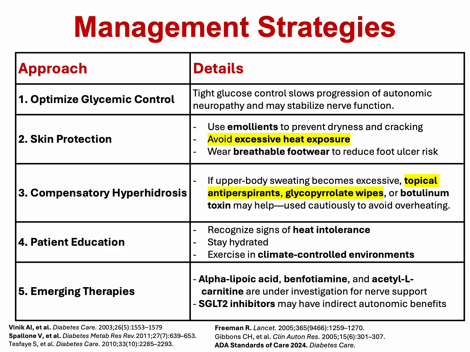Now, the management of pseudomotor dysfunction focuses on symptom relief and skin protection. Avoid systemic anticholinergics, for they can worsen anhidrosis and raise heat stroke risk. Use emollients and breathable footwear for dry skin and topical agents for hyperhidrosis. No therapy reverses nerve damage once established, though SGLT2 inhibitors may offer indirect autonomic benefit, but this is still under investigation.